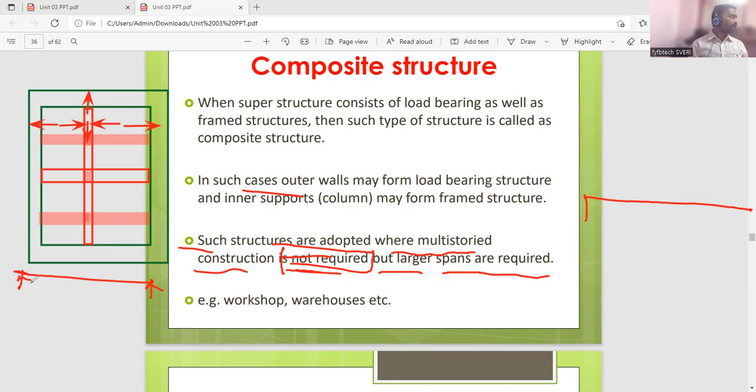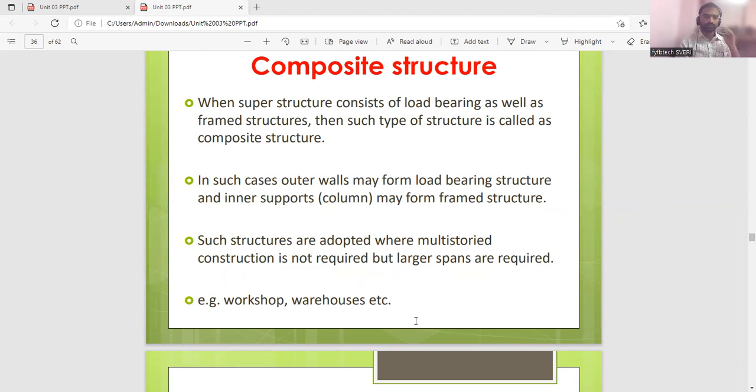Span means length. If the length of the beam is very large, in that case inside there is a column and outside the beam is resting on the wall. See here, this beam is resting on the column, and this wall is outside, the beam is resting on the wall. So when there is a very large slab, for example workshops and warehouses, warehouse means godown, that is called a warehouse. In workshops and so on, the span is very large. In that case the ends' support is placed on the wall, and inside there is a column provided. That is called a composite structure. Is it clear, everyone?